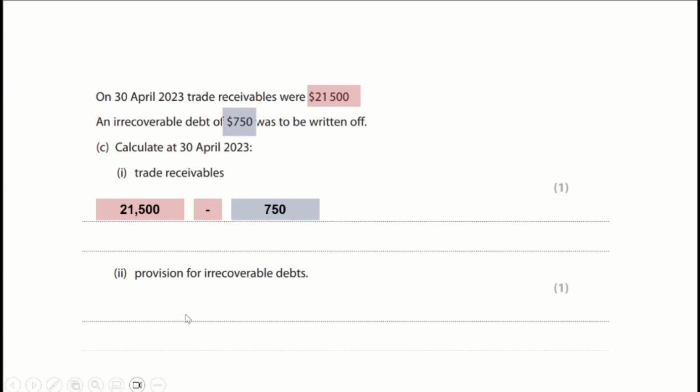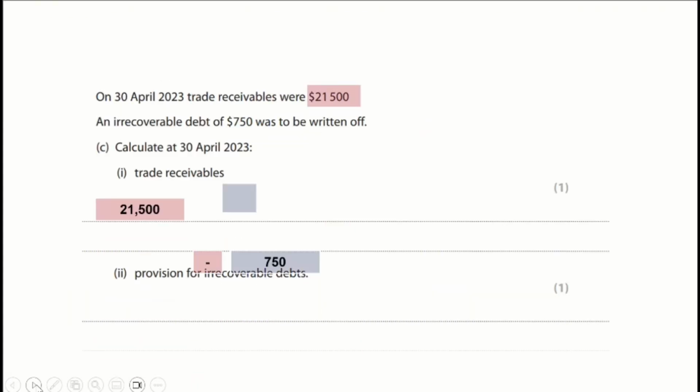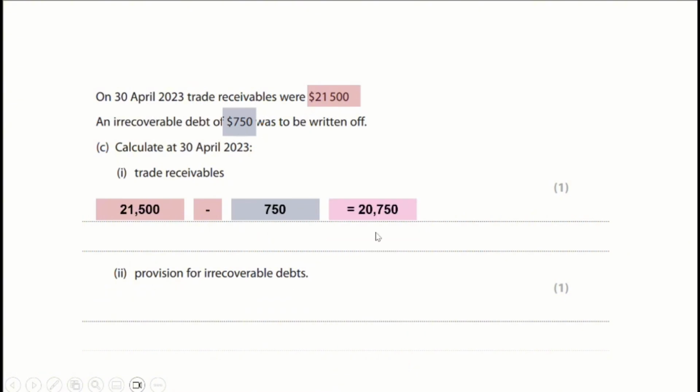Now calculate the provision for irrecoverable debt. As you can remember, in the previous question, this is a continuation of this question, we had found that the rate of provision for irrecoverable debt is 4%. Same applies over here. We figured out the net trade receivables 20,750. Therefore, find 4% of it, which should be 830.